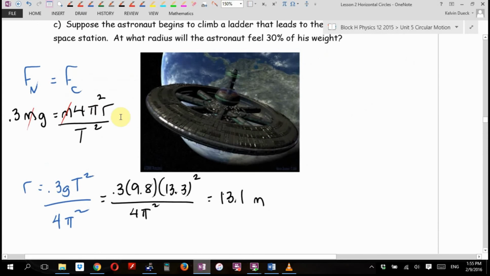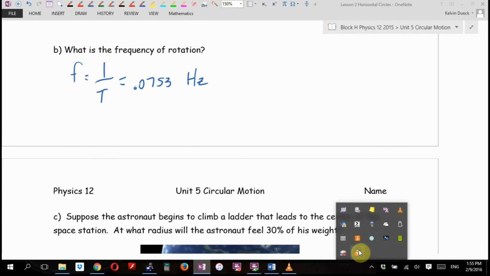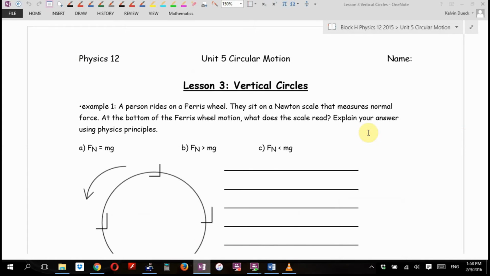But we just finished horizontal circles. What do you guys think the next lesson is going to be? Vertical circles, which is really cool, because now we can look at roller coasters and Ferris wheels that have loops. So, vertical circles, part 1.